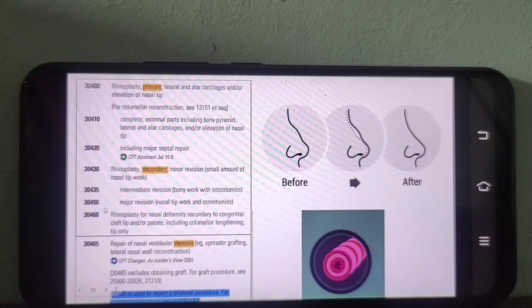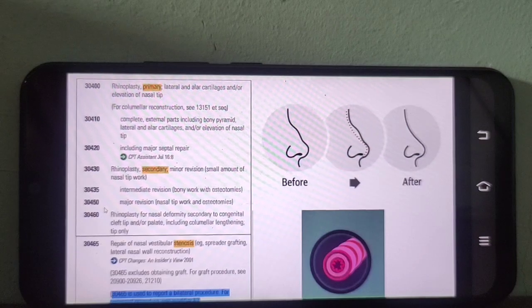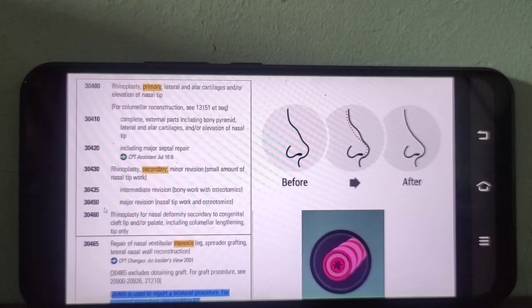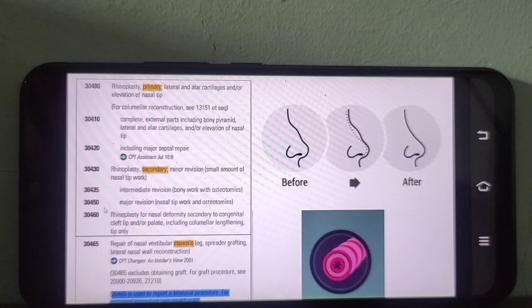So these three code sections are for secondary rhinoplasty. Ma'am, osteotomy means correction of bone also? Cut. Osteo means bone, otomy means cut. The surgeon makes a cut on the bone to correct the nasal structure. Okay.